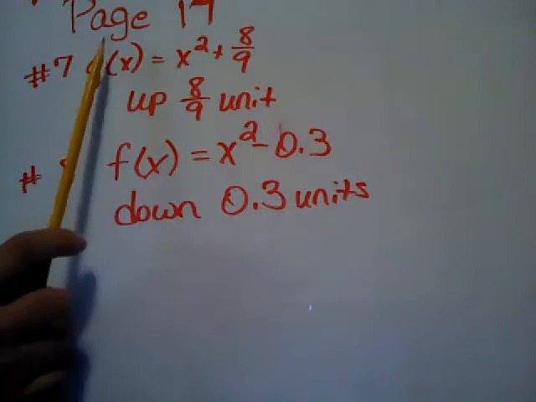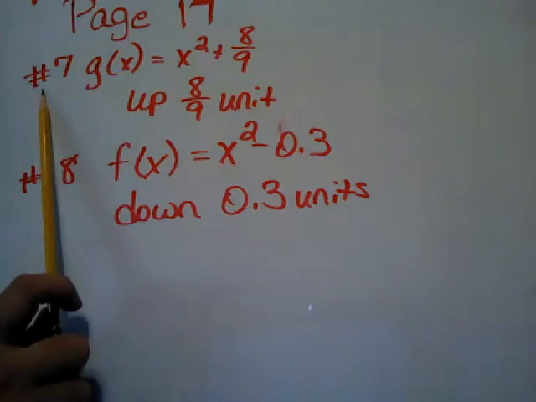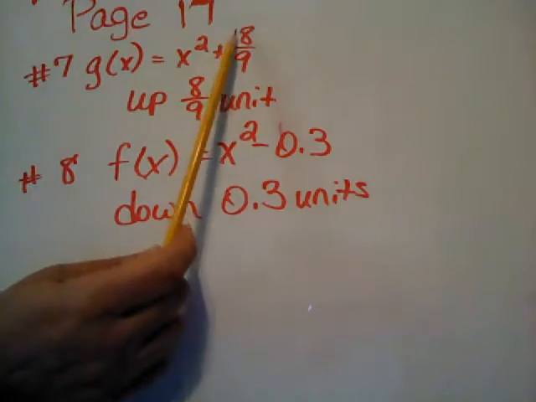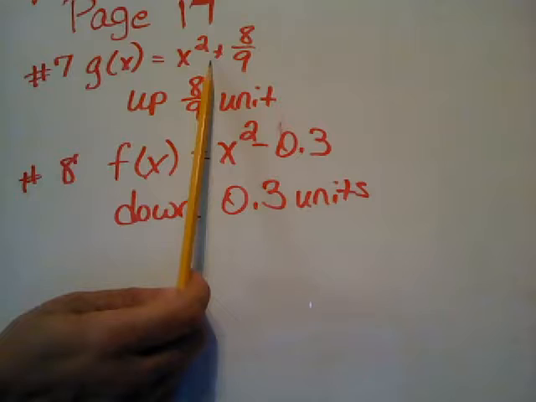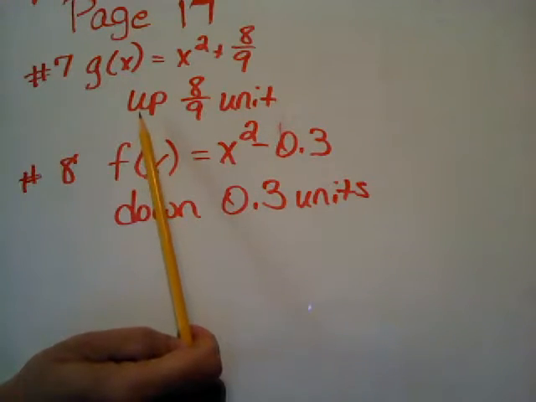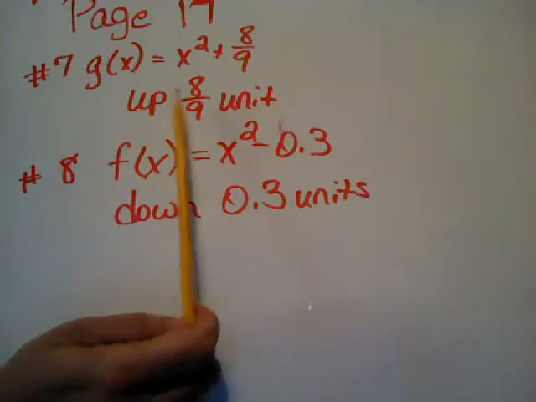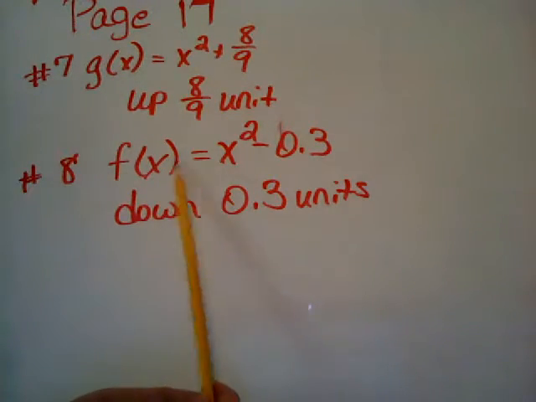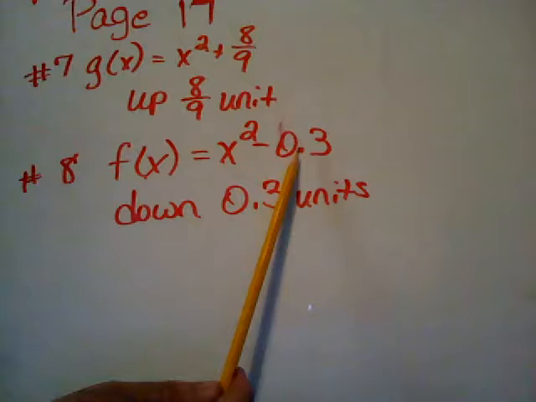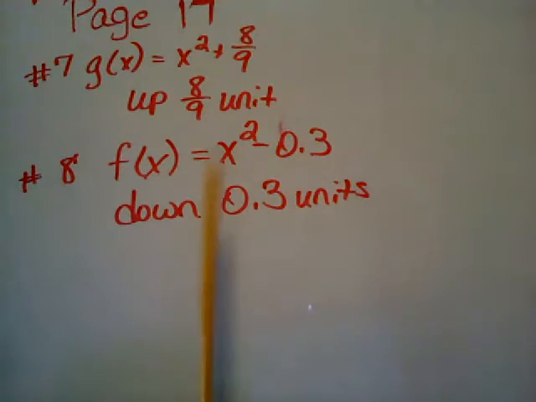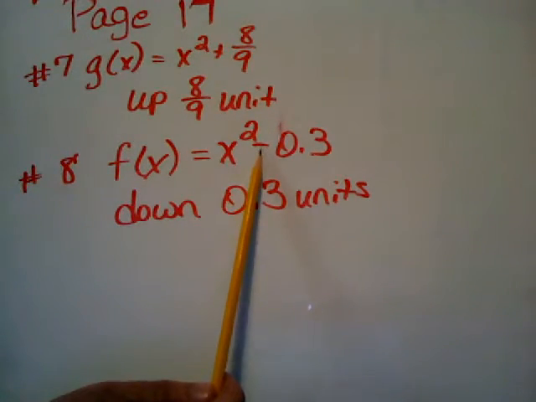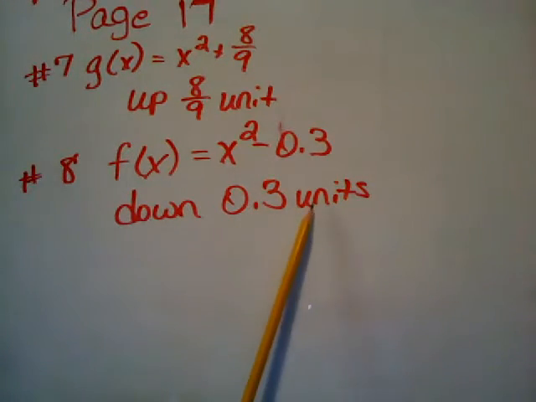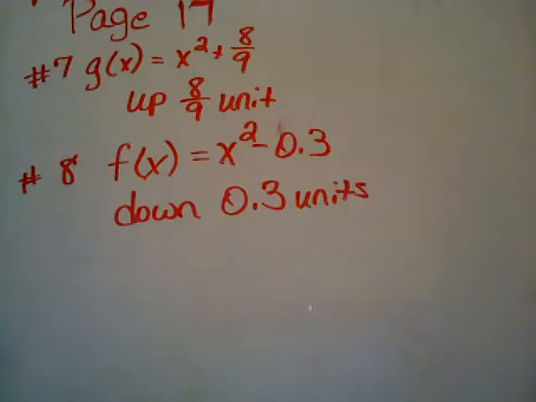Now on page 17, on number 7, it says g of x equals x squared plus 8/9. Again, c is positive, so my answer would be that the parabola is going to move up 8/9 unit. Number 8, f of x equals x squared minus 3/10. So it's negative. The c is negative. So I'm going to move down 3/10 of a unit.